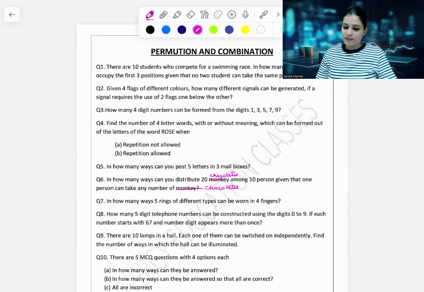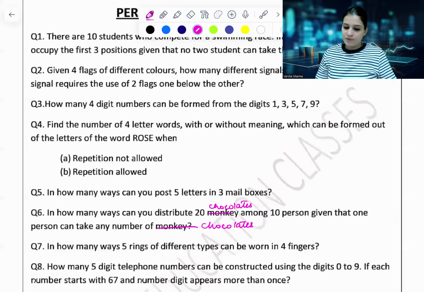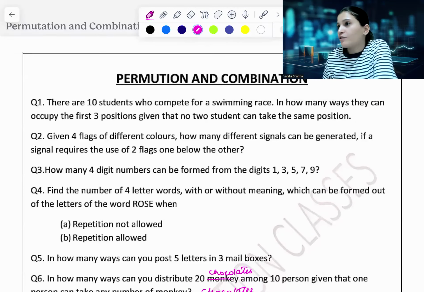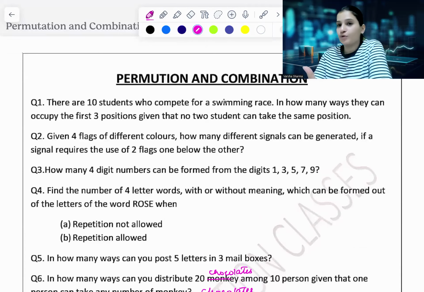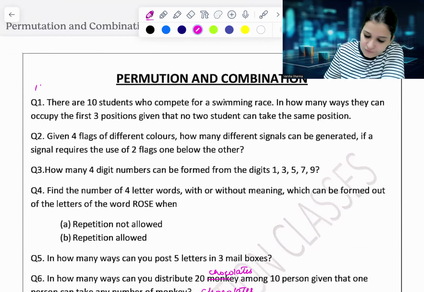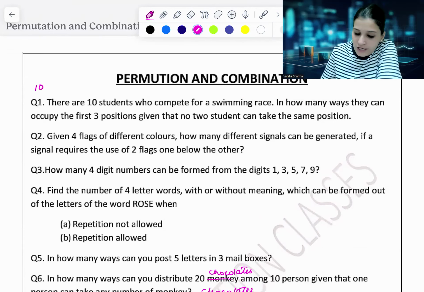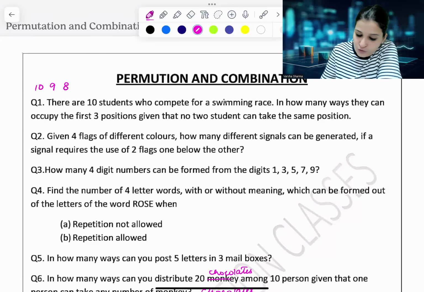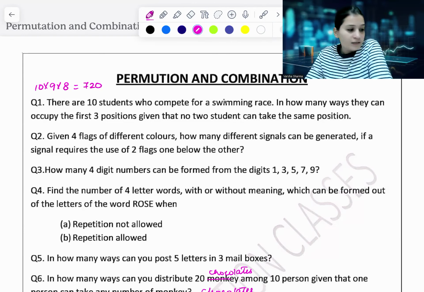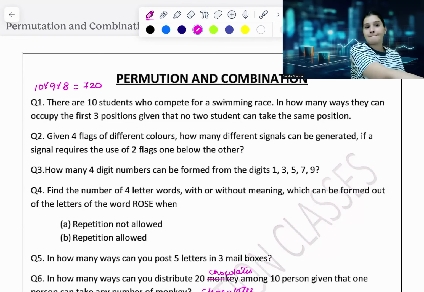Let's try. Number one, there are 10 students who compete for a swimming race. In how many ways can they occupy the first three positions, given that no student can take the same position? So when I'm giving the first position, how many ways are there? How many people are there? 10. When I'm giving the second award, 9 options. Third award, 8. Total 720. Because I need to give all the 3 awards, it's multiplication. Everybody clear?